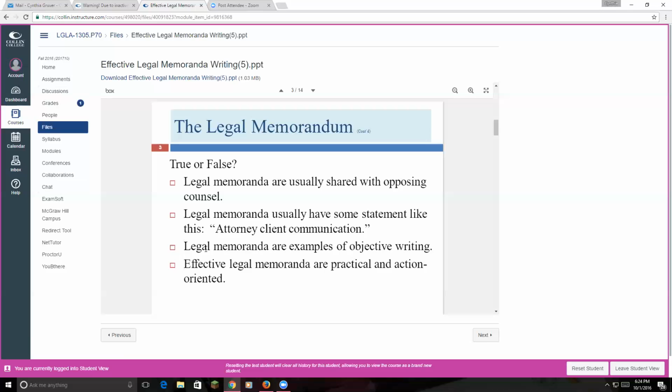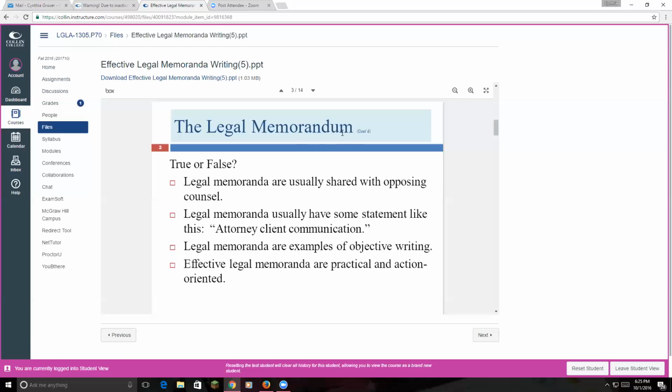And now we have: legal memoranda are examples of objective writing. Let me pause here and just talk about this. When we have the UM ending, that's singular, and we have the A ending, that's plural. That's the way that most neuter nouns in Latin are made plural, by taking the UM off and adding A. In English, we can say legal memoranda for the plural form, or we can say legal memorandums for the plural form. Either one is correct.